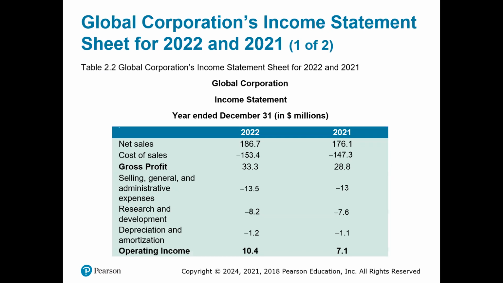Here you see table 2.2, the Global Corporation's income statement sheet for 2022 and 2021. You see in 2022, the gross profit was 33.3, and in 21, it was 28.8. And here at the bottom, you see the operating income. At the end of 2022, it was 10.4, and then in 21, it was 7.1.